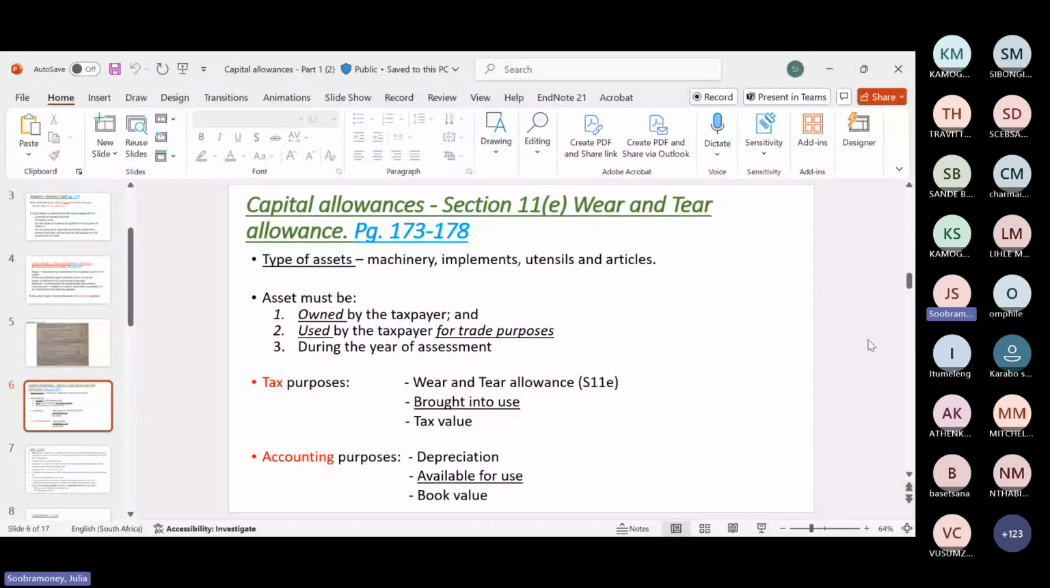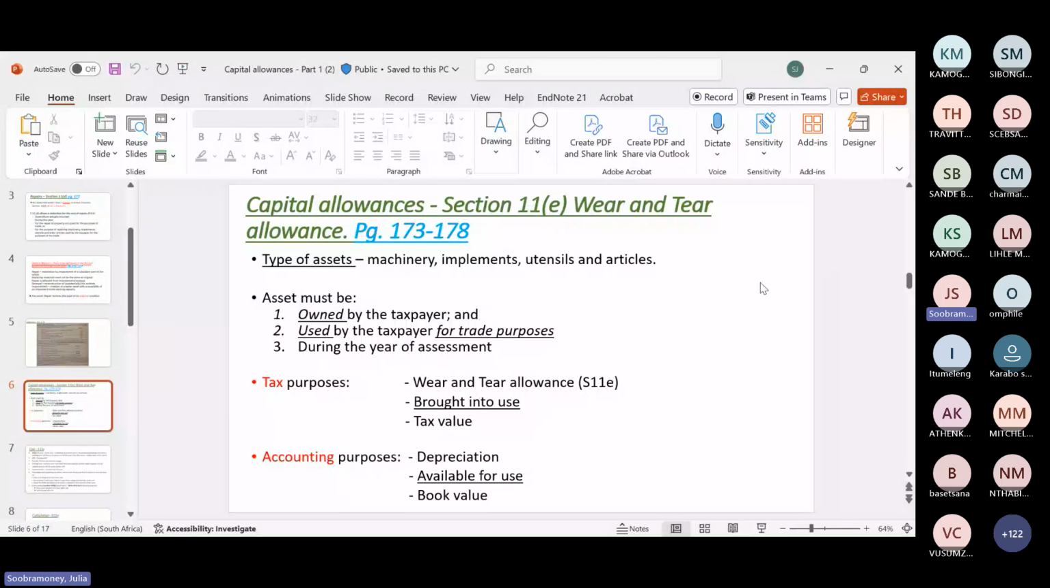So what type of assets fall within section 11E? Machinery, implements, utensils, and articles. Now, if you look at that, it basically means everything, right? It's really like, what is articles? What is utensils? I mean, it's a broad definition.